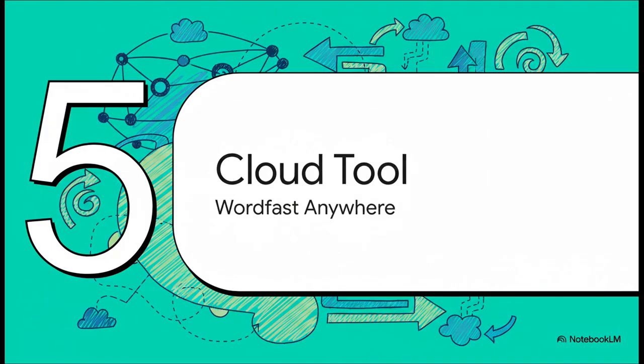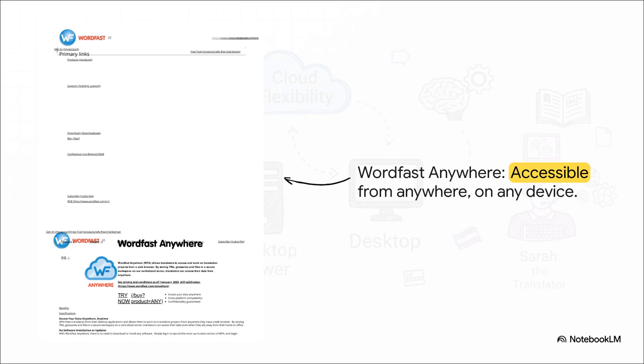But what if Sarah isn't at her main desk? What if she's traveling or just wants to work from her laptop at a coffee shop? Well, that's where her second option, the cloud-based Wordfast Anywhere, comes into play. And yeah, the name Wordfast Anywhere really says it all. The goal here isn't about having the most powerful processor. It's about total freedom and accessibility. It's designed so you can work from pretty much anywhere, anytime, on any device.